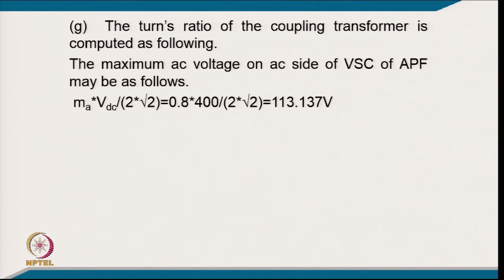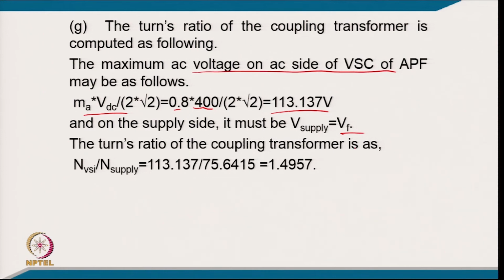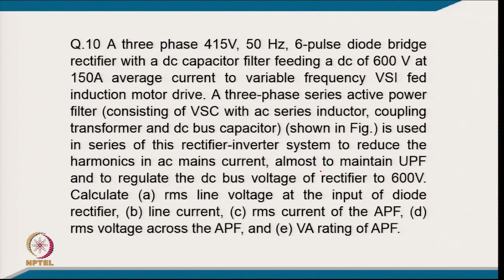The turns ratio of the coupling transformer is calculated from what the inverter can generate as AC voltage. So, from a modulation index of 0.8 and 400 volt DC link voltage, this can generate 113.137 volt, and on the supply side we are injecting the VF voltage. So, the turns ratio we can find out from the voltage we are generating from the inverter and the voltage we have to inject. From this we get the turns ratio of 1.4957.